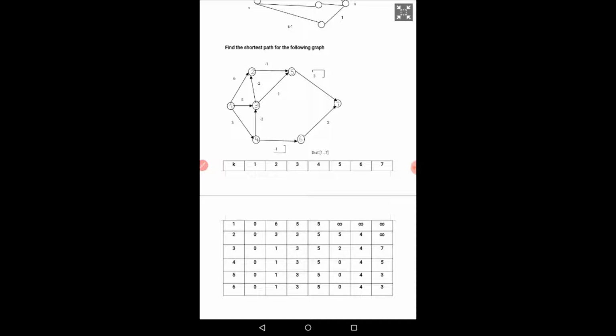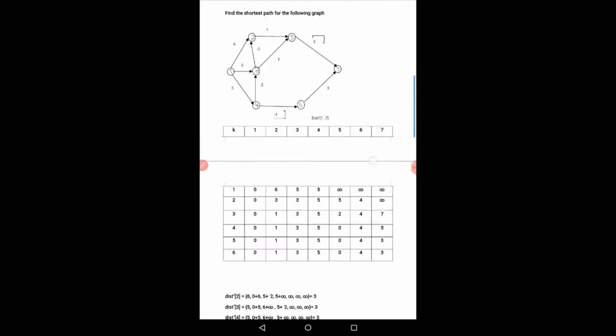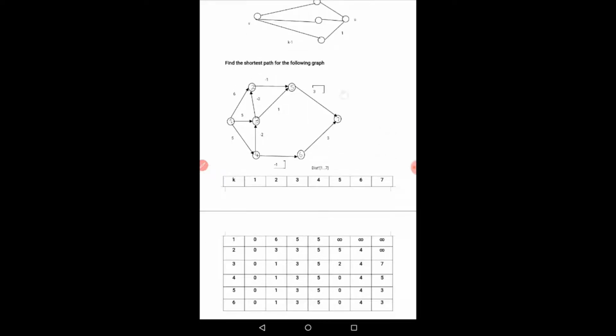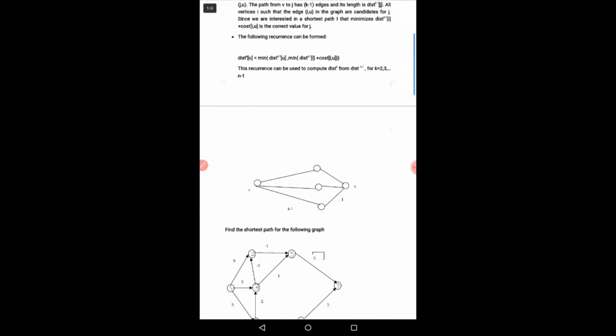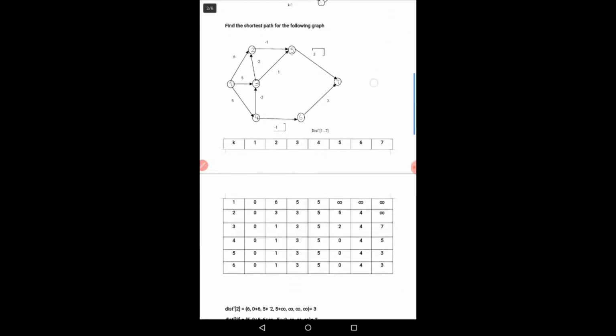The source vertex mentioned in the question is 1. From 1 to all the remaining vertices we have to find the distance using the recurrence formula. Here we will be using this same recurrence formula, which is used for finding the shortest path.